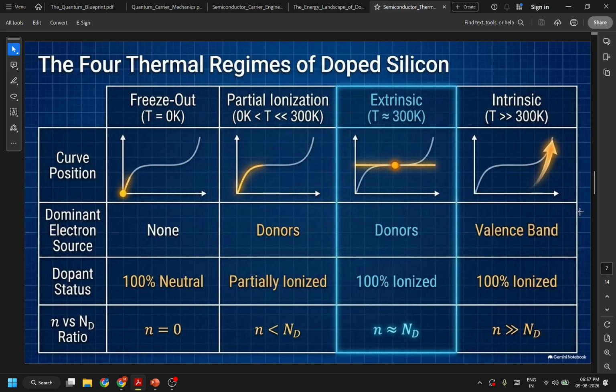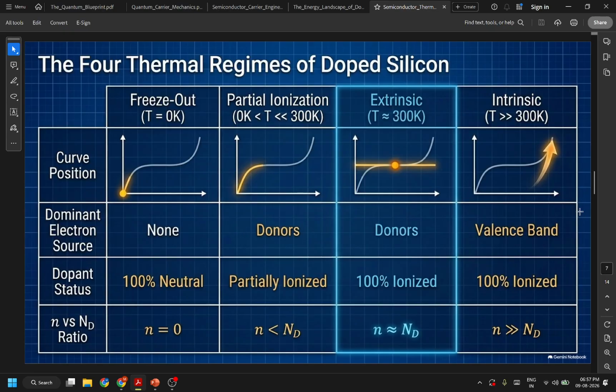So there are four thermal regimes for doped silicon. At T equals 0, it's called freeze out, where there is no electron source, dopant status is 100% neutral, and N is equal to 0. And then there is partial ionization, where donors are the main electron source and are partially ionized, and N is less than Nd.